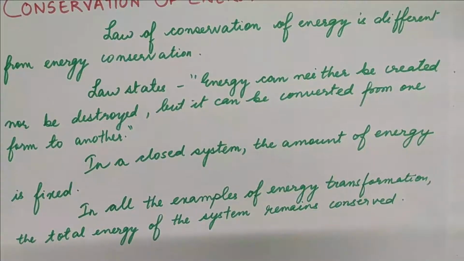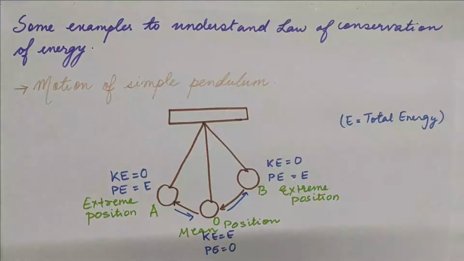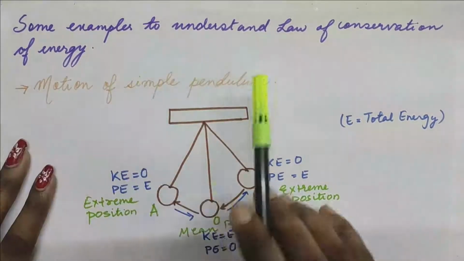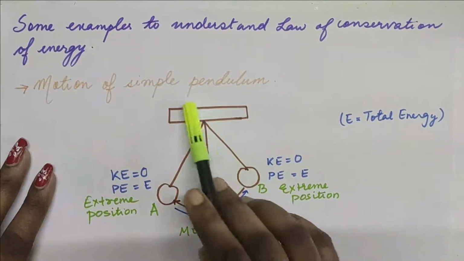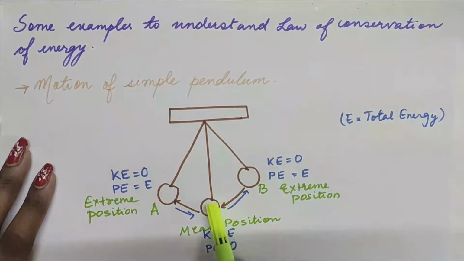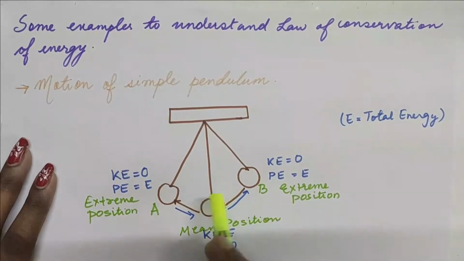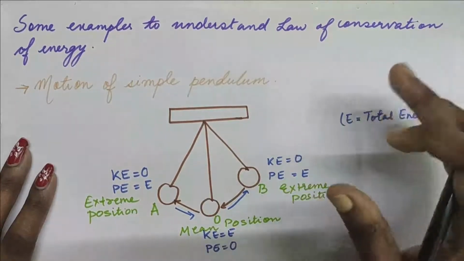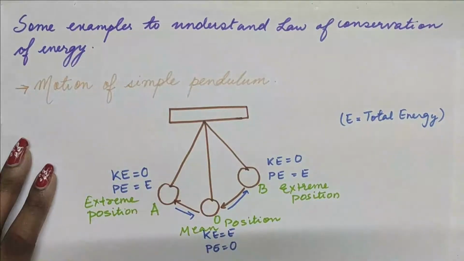So let us see some examples to understand how the law of conservation of energy is followed in physics. Now in this you can see the motion of a simple pendulum. You know there is a suspension where the pendulum is hanging. This is a bob. This is the mean position of your pendulum. But when I take it and leave it, it starts moving to and fro. So these positions where the maximum rise of the bob happens are called the extreme positions.